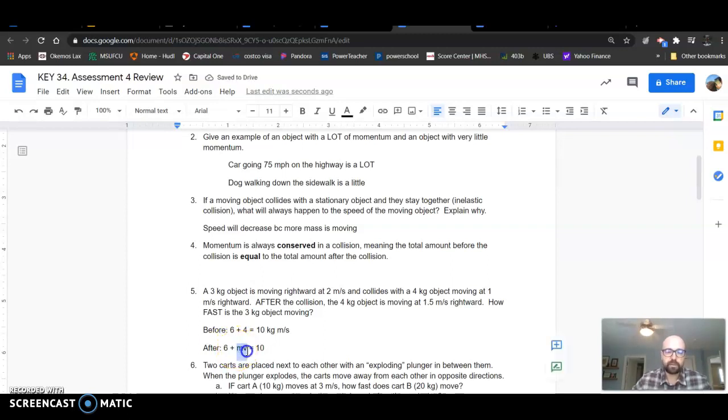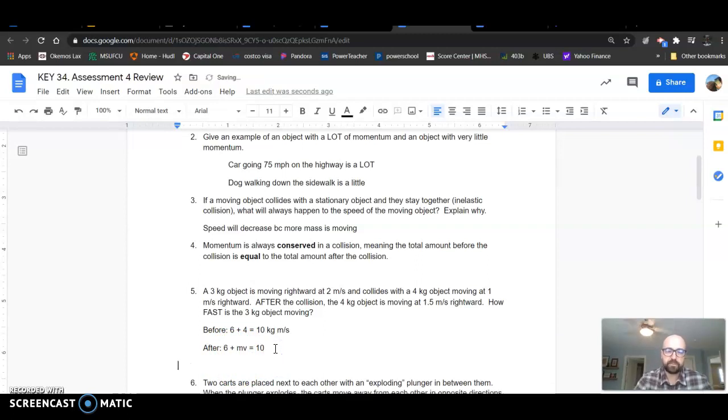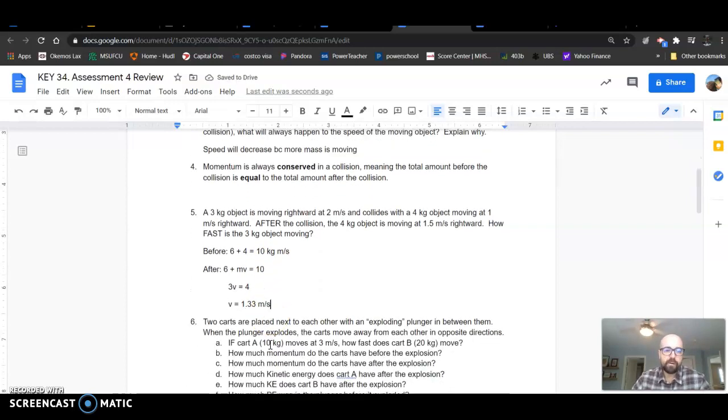So here's what we need to think through: that mass times velocity has got to equal 4. And we know the mass of that other object is 3 kilograms. So I'm going to just plug 3 into that. So 3 times velocity equals 4. And do some algebra, and that means velocity is going to equal 4 divided by 3, or 1.33 meters per second. So that's how you would solve that one.